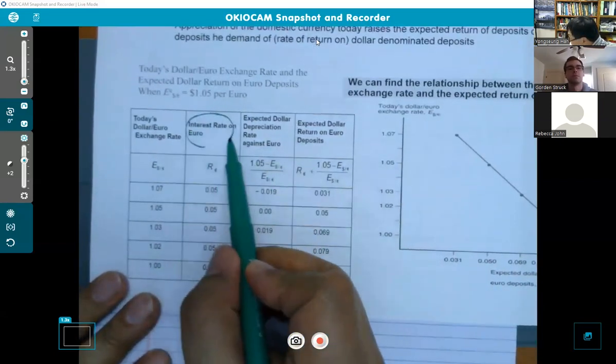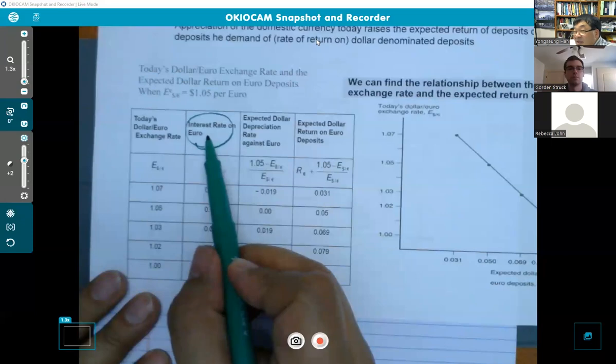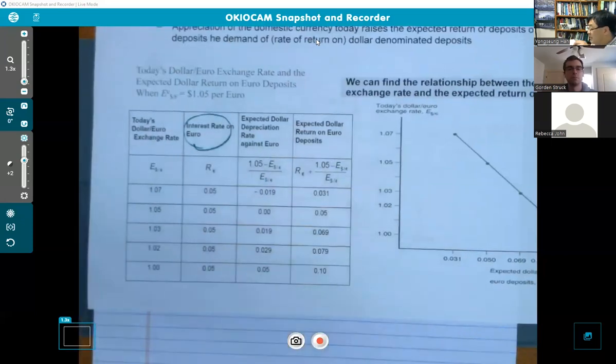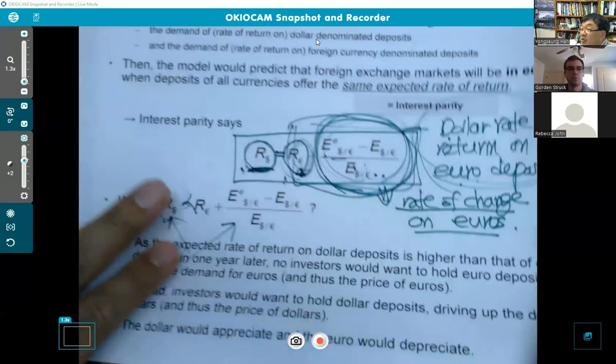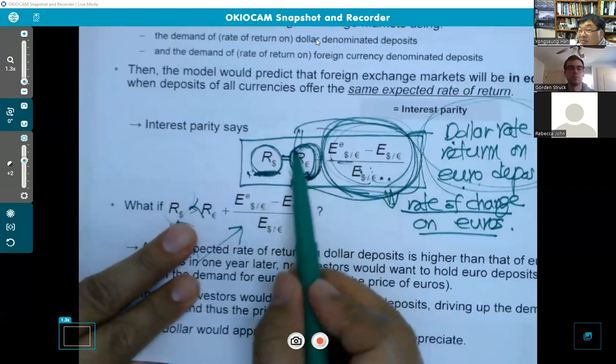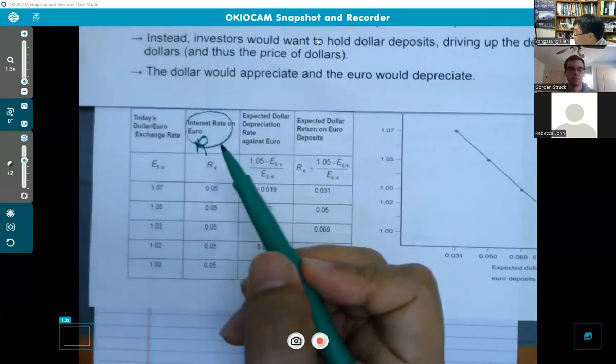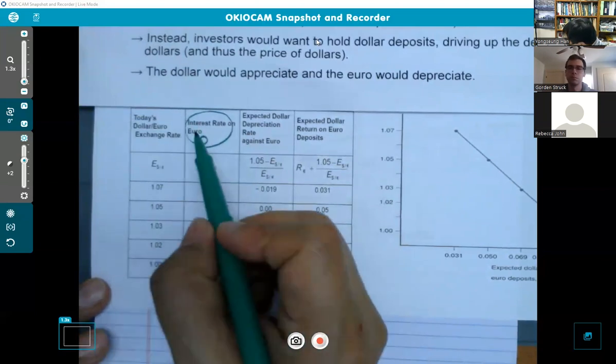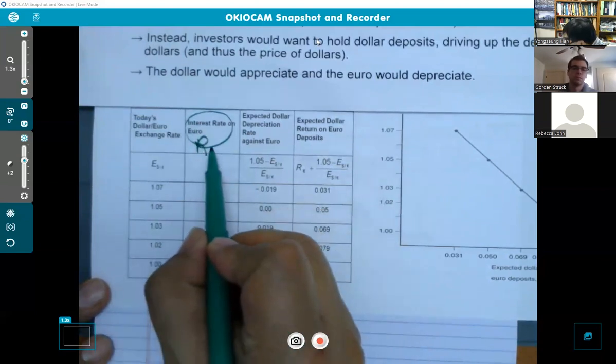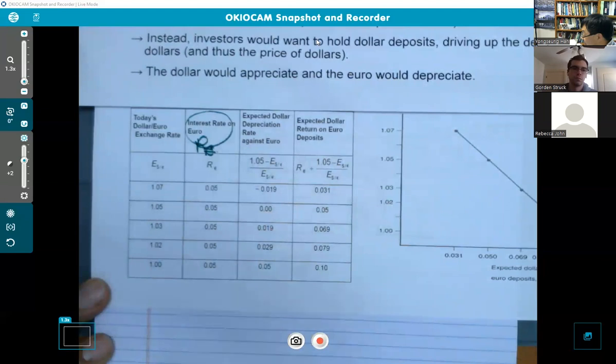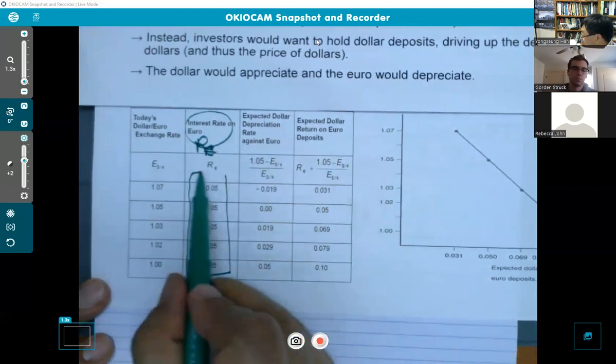Let's say interest rate on euro deposit. So that's nothing but we are talking about this part. We're talking about this part. Return, European return, rate of return on euro deposit. And this is 5%, same 5%.